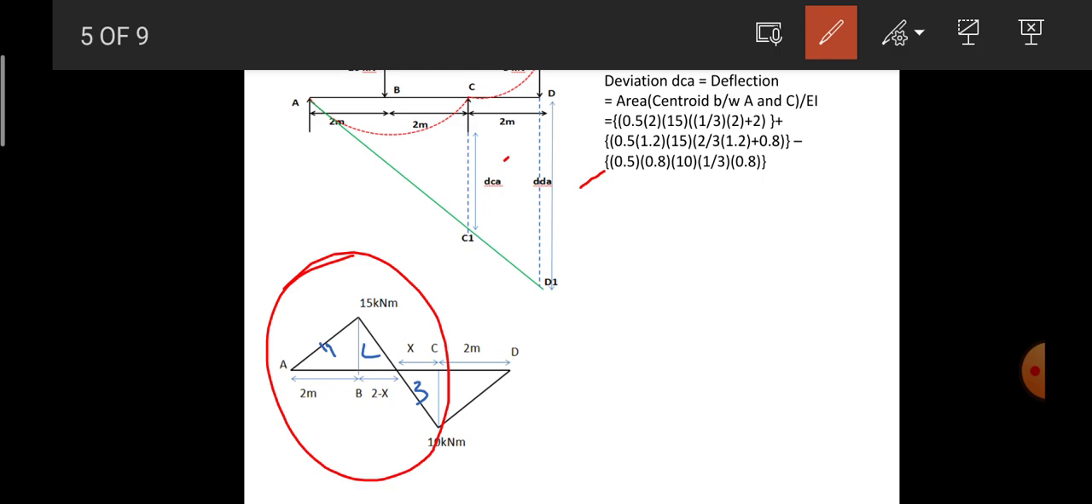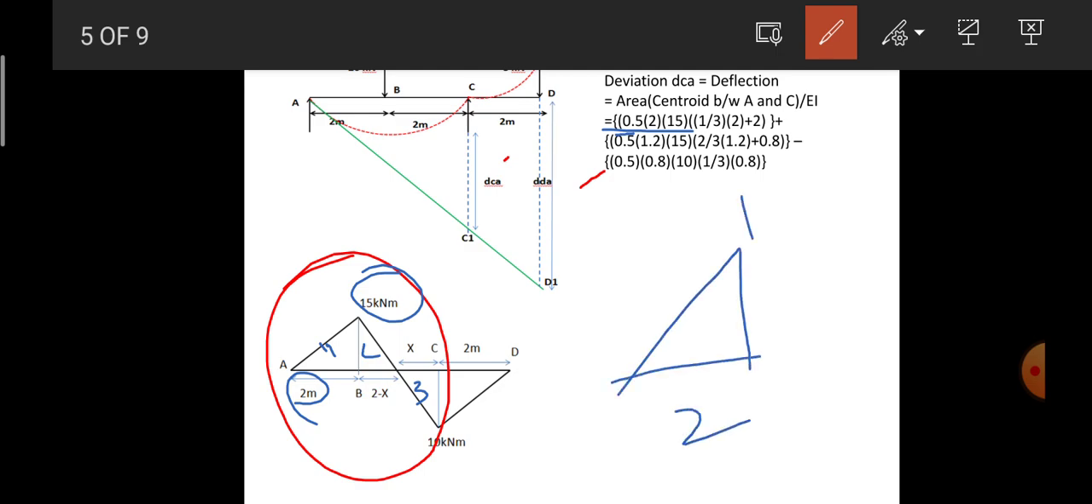If I take the area of the first triangle, it is half into 2 into 15. So this is half into 2 into 15, and we multiply the area with the centroid. We are taking the centroid with reference to point C. So here it is the triangle with 2 meters and 15.